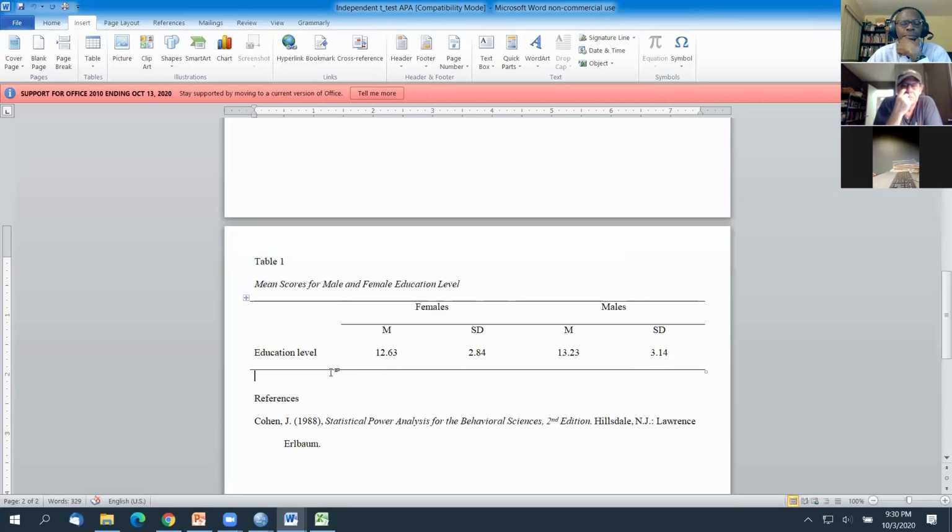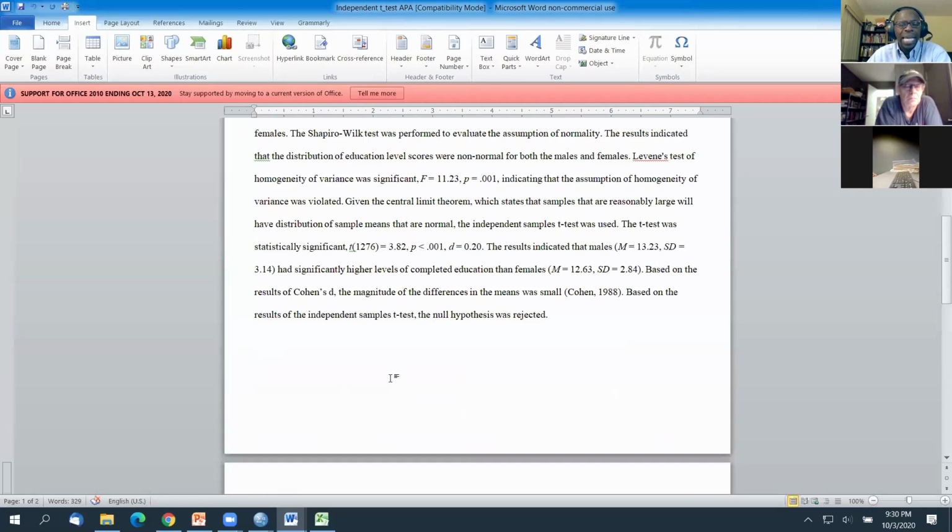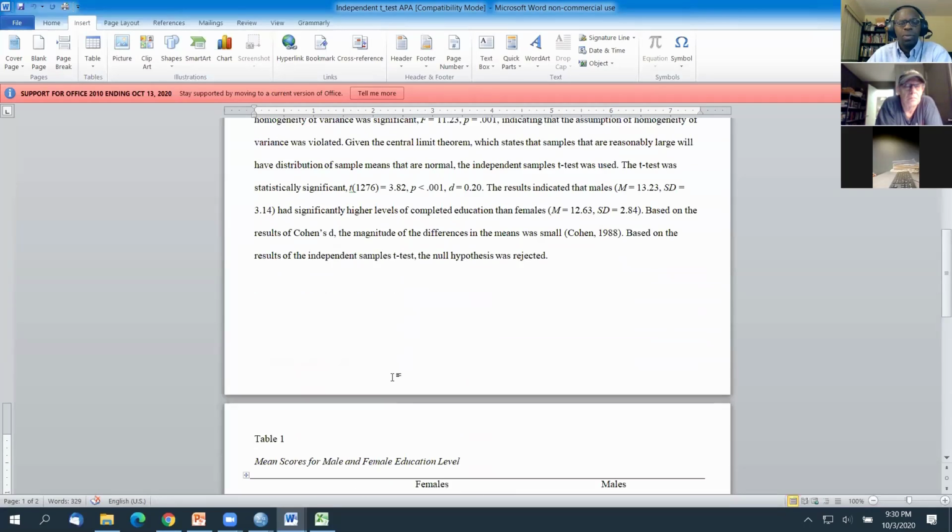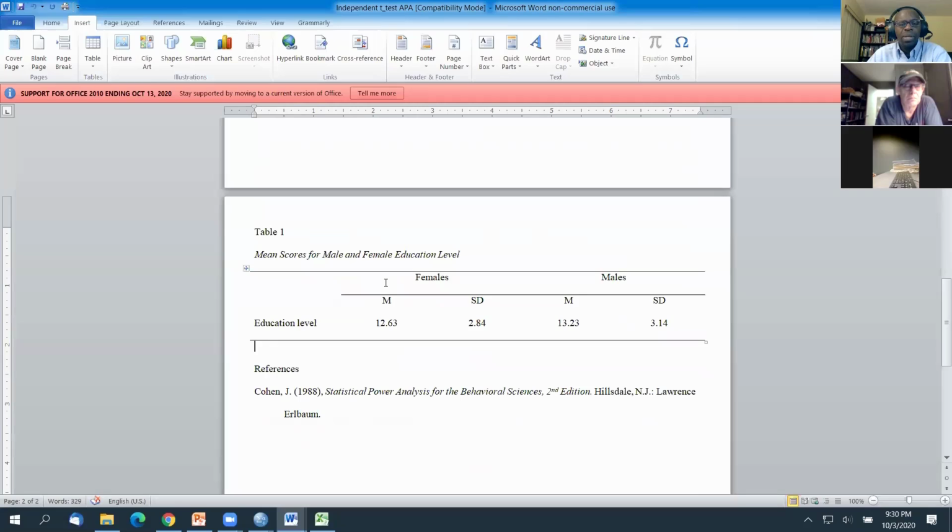This is simply how you write it. This is what you do with the table, and that's essentially it. So you have this table here. You've got females, it's centered. You've got the male mean and standard deviation, and you've got the same thing over here. And that's the way you do it.